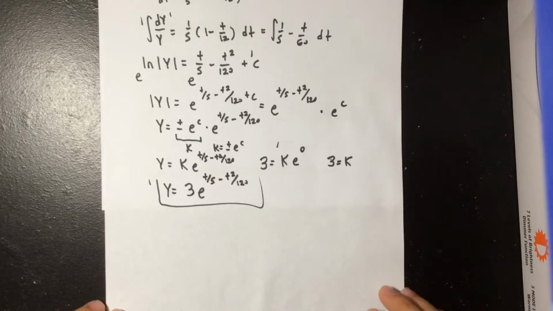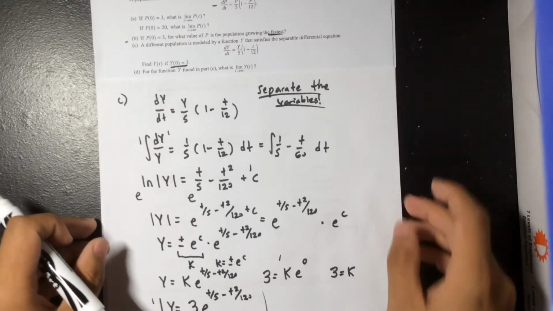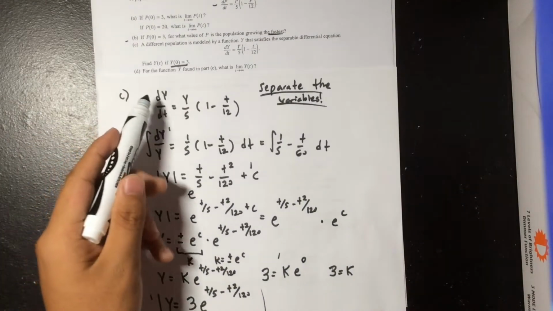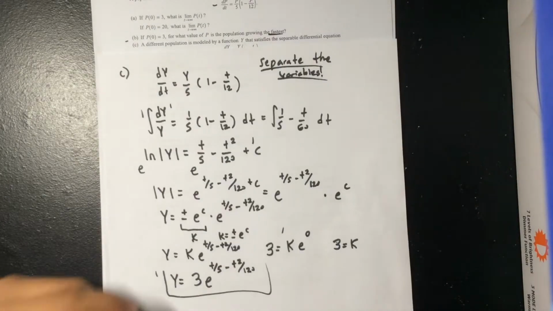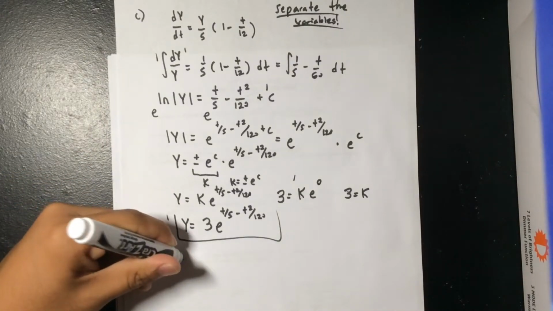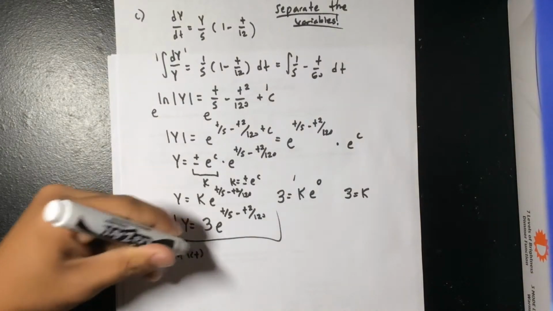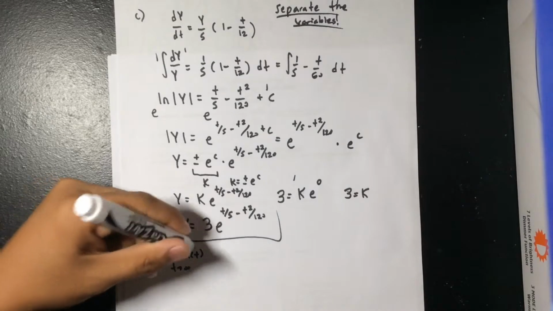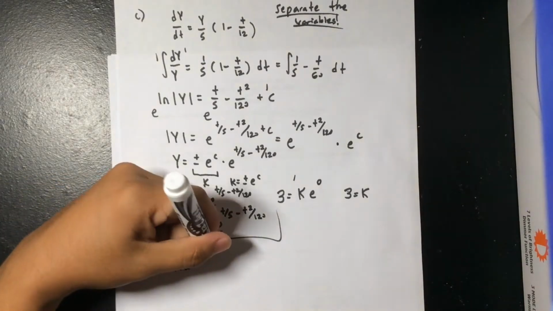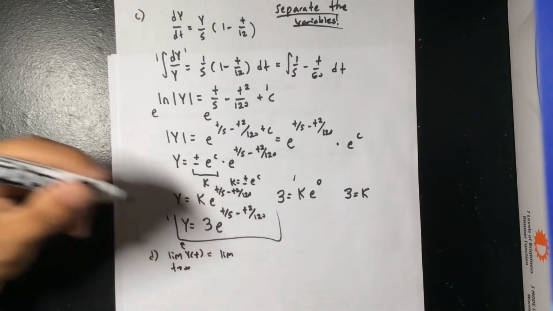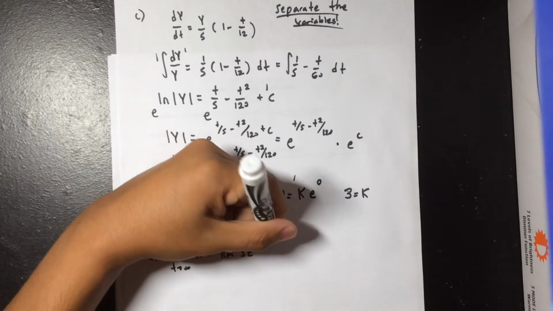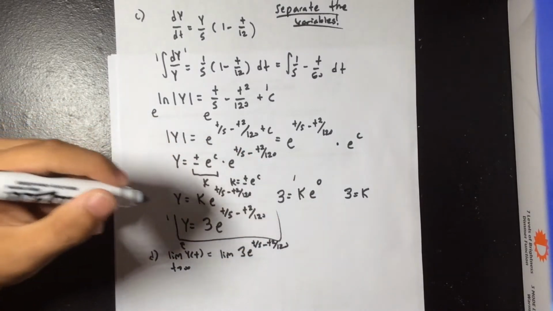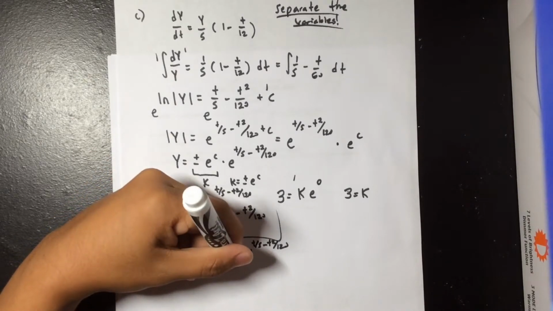Now, lastly, we're going to go over part D, which says that for the function y found in part C, what is the limit of y of t as t approaches infinity? So this is basically a limit problem. We need to find the limit of y of t as t approaches infinity. Y of t is what we found in part C. So this is equal to the limit of 3e raised to t over 5 minus t squared over 120 as t approaches infinity.